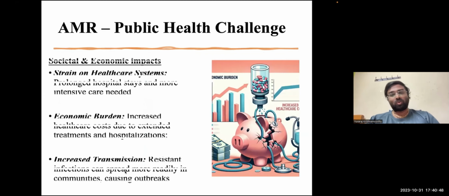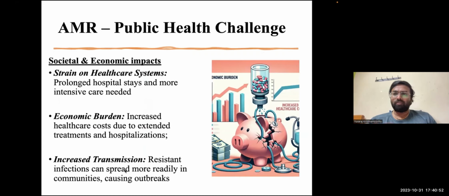In addition to that, it also has societal and economic impacts. It can put a strain not only on the individual, but also on the overall government, like the national or state government, because it causes a strain on healthcare systems, where prolonged hospital stays and more days in the ICU ultimately increase the cost of health expenditure of the government.